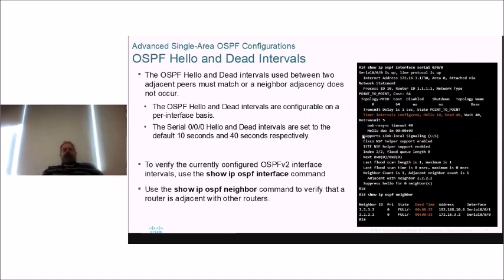Now, another tuning thing we can do is the hello and dead intervals, and this is what it was talking about with the efficiency of the network bandwidth. If we're talking about hello and dead intervals, by default they're 10 seconds and 40 seconds, so 10 seconds between each hello packet, and 40 seconds without receiving a hello packet from that neighbour is when you declare it gone and start recalculating your routes.